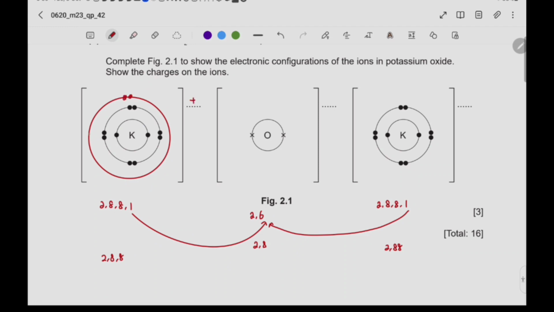So don't forget to draw the last shell. A lot of students will miss this out because they think it's full, right? But no, actually 3 shells are needed. I'm quite lazy, so I will just copy and paste here. So as mentioned here, this is like a cross.